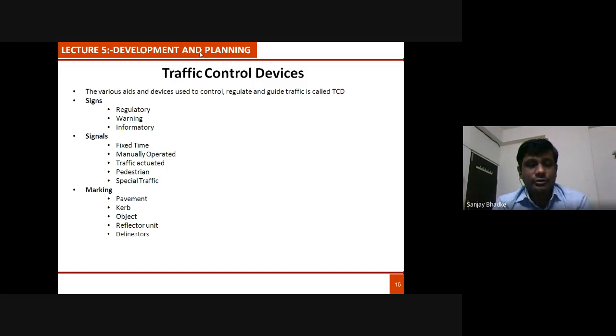In the same way, we should follow the various types of marking. We are all familiar with the zebra marking. When one person wants to go from one point to another, they use the marking on the road. This is one simple example of marking. There are various other types of markings, which include pavement markings, curbs, object markers, reflection units, and delineators.